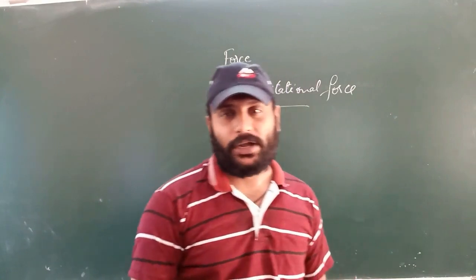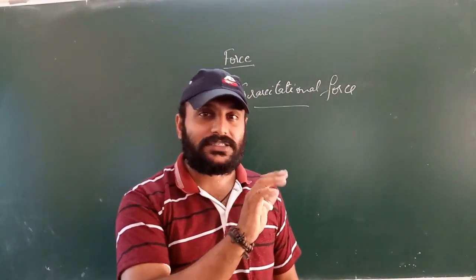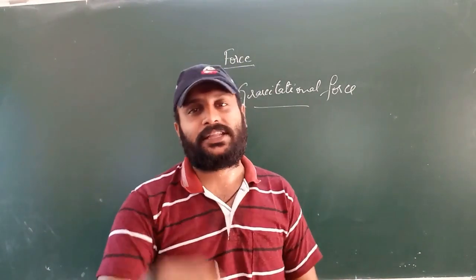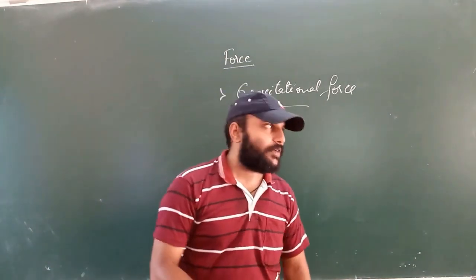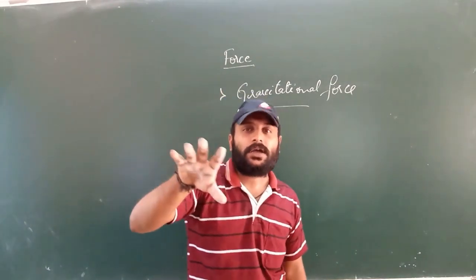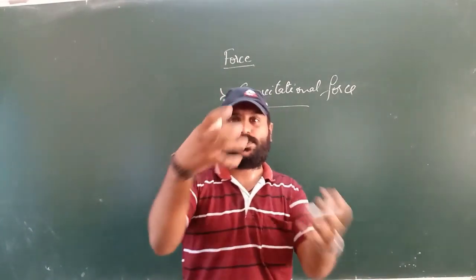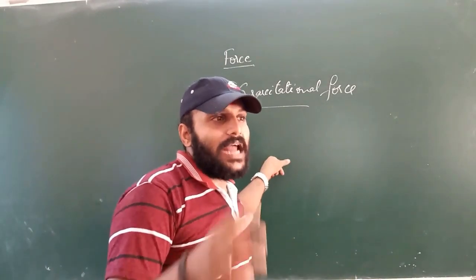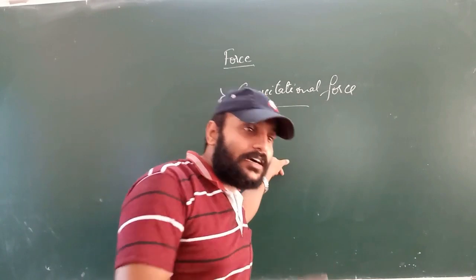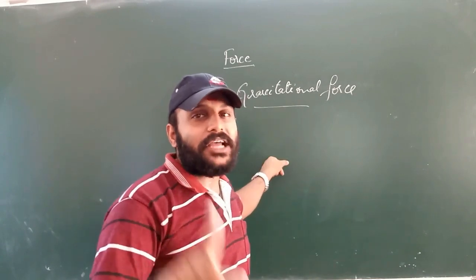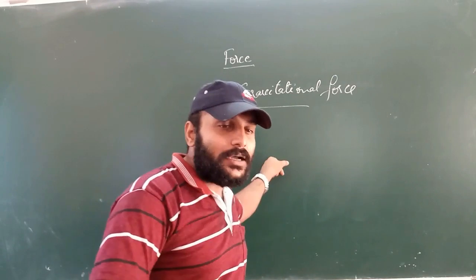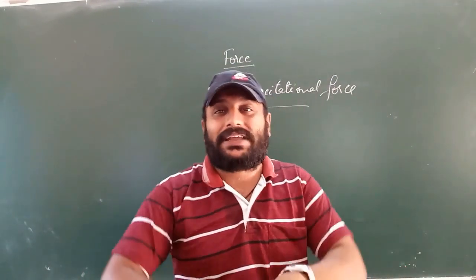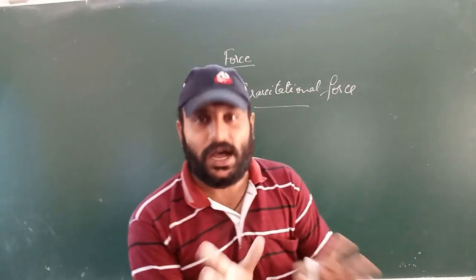Here is the important point. Gravitational force is not only present between the earth and the object. What we are seeing is that any object near the earth's surface is pulled towards the surface of the earth, so we may think that gravitational force is present only between the earth and the object. That is wrong. Gravitational force is present between any objects which have mass.